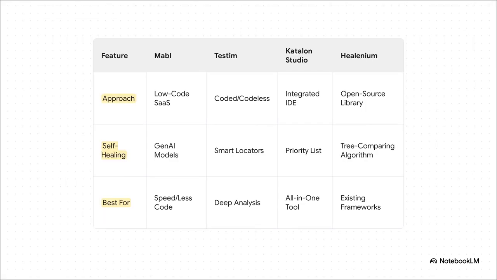And what's really fascinating here is that there's a whole spectrum of options. It's not one size fits all. You've got Mabl on the low-code end, which is great for speed. Testim is perfect for enterprise teams that need deep analysis. Katalon is a fantastic all-in-one platform. And then there's Healenium, a powerful open-source library that basically gives superpowers to your existing Selenium code.